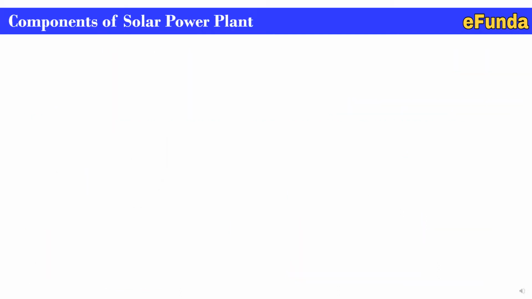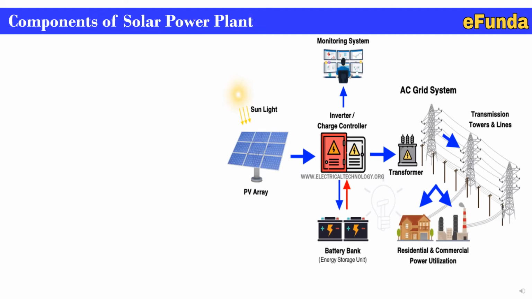Moving on to the components of a solar power plant. Thanks to the electricaltechnology.org team for the wonderful figure where one can see the various components of the solar system, where sunlight is directly placed on the PV array, then the inverter and charge controller. Simultaneously it will be monitored on the monitoring system, with provision of a battery bank as an energy storage unit, then going to the transformer and further to the AC grid, transmission tower lines, and further downward to residential and commercial power utilization.